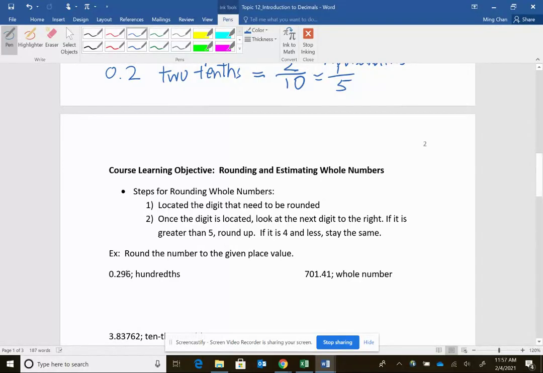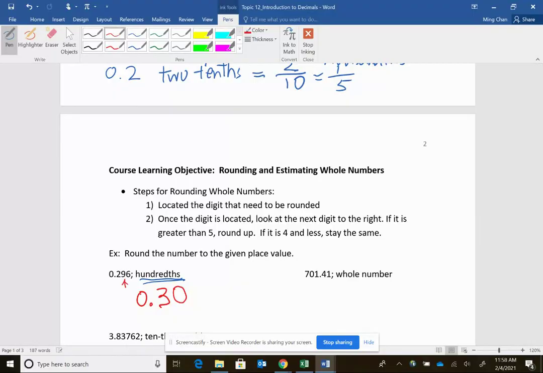So 0.296, I need to round to the nearest hundredth. So who is on the hundredth? 2 is tenth. 9 is hundredth, right? I need to round 9. My 6 will make my 9 go up. So that becomes 10, so the 2 will also go up. So that will become 0.3, right? No, because 0.3 only indicates I'm rounding to the nearest tenth, not hundredth. So I have to put a 0 there to demonstrate that I am rounding to the nearest hundredth. So the correct answer is actually 0.30.